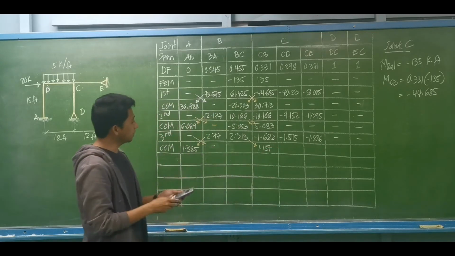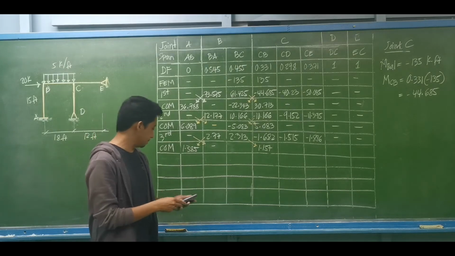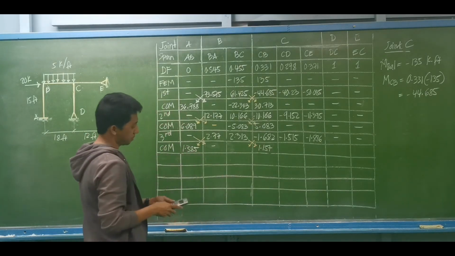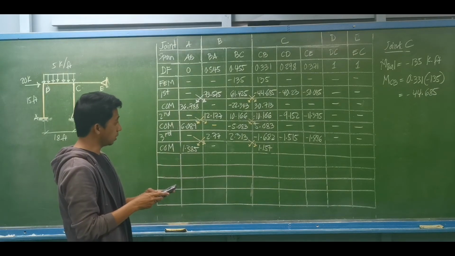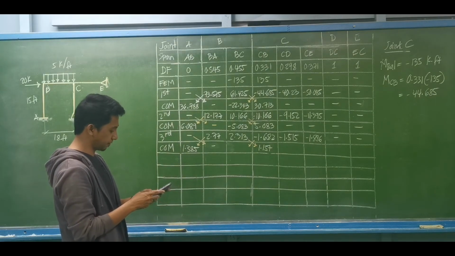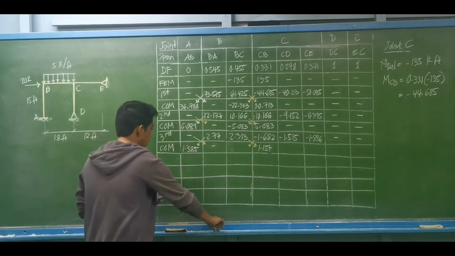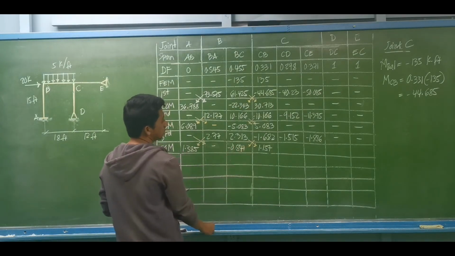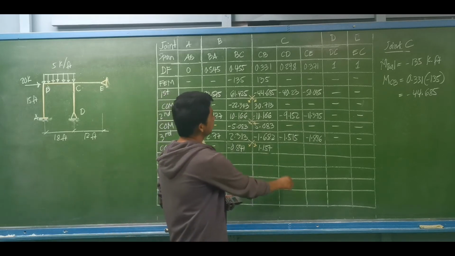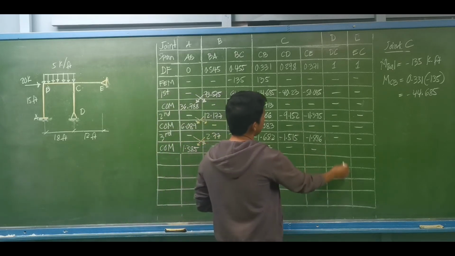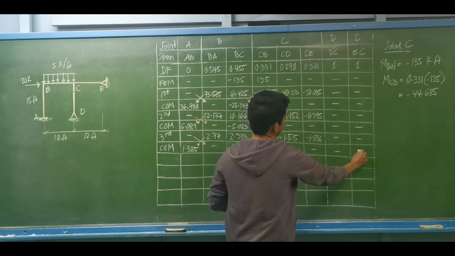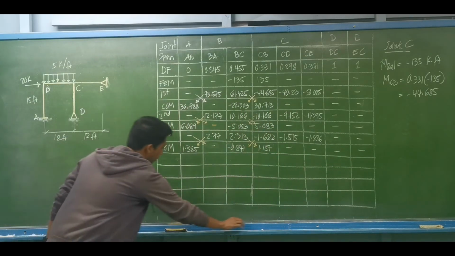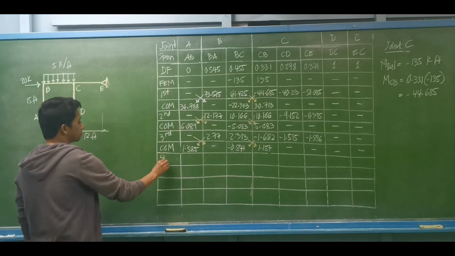So we have 1.157, and half of this one, negative 1.682, multiplied by 0.5 is a negative 0.841. And again, no distribution for the hinge support. 1 times 0 is 0. Alright? So we have to proceed with our fourth distribution.